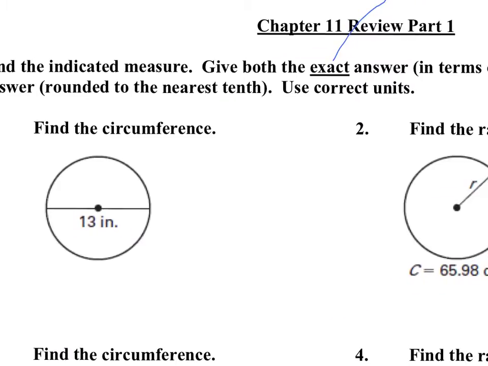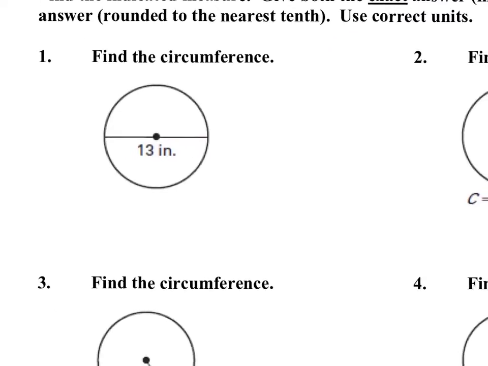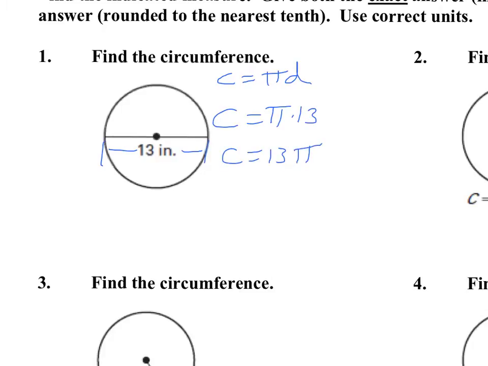And lastly, use correct units. If it's labeled, use that label. All right, find the circumference. We actually have two formulas for circumference. You can look them up in your packet. The one that I would use here is pi times diameter, because this 13, you can see by the way it's placed, is the diameter. So the circumference is just going to be pi times 13. Usually we'll write that with the 13 in front though, so 13 pi. And I'll put a label on that. Circumference is just a length, a distance, so just inches. That is the exact answer.